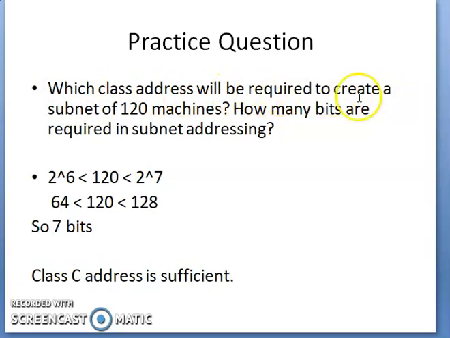So this is a practice question. Which class address will be required to create a subnet of 120 machines? How many bits are required in the subnetting address? Since we need 120 machines, again we will raise to the power of 2. So 2 raised to power 6 is 64 and 2 raised to power 7 is 128. So 7 is better, because 128 maximum machines I can configure using 7 bits. So 7 bits will be used for the host portion, and class C is sufficient for this because only 120 machines are required.